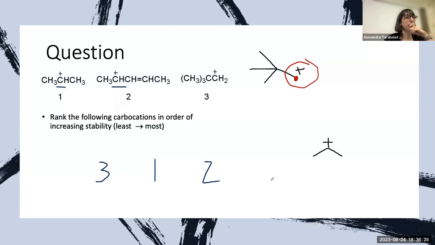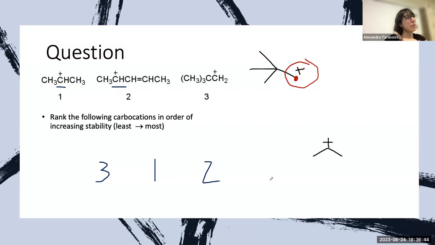To clarify, so 2 is the most stable because it's in... 1 is next because it's... You're absolutely right. Got it.